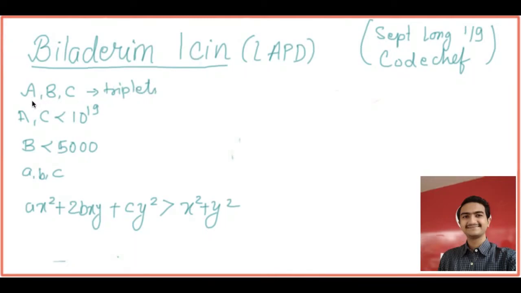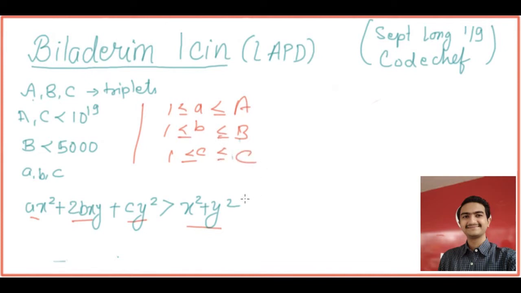In this question we were given three values A, B, C, and we were told to find the number of interesting sequences such that this relation holds: ax square plus 2bxy plus c y square is greater than x square plus y square. Now what are a, b and c? 1 is less than or equal to a is less than or equal to capital A. Similarly, 1 is less than or equal to b is less than or equal to capital B, and c similarly, right? We have to output the total number of interesting subsequences, right?